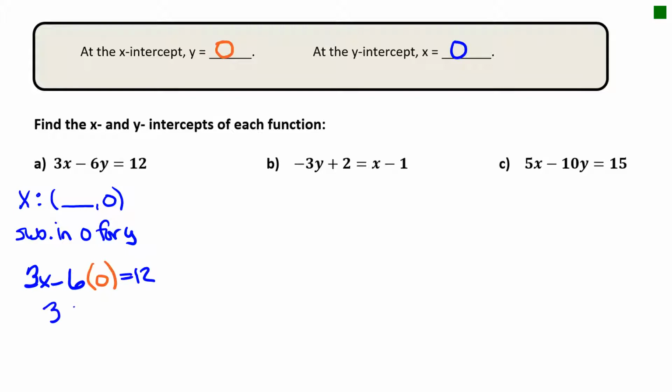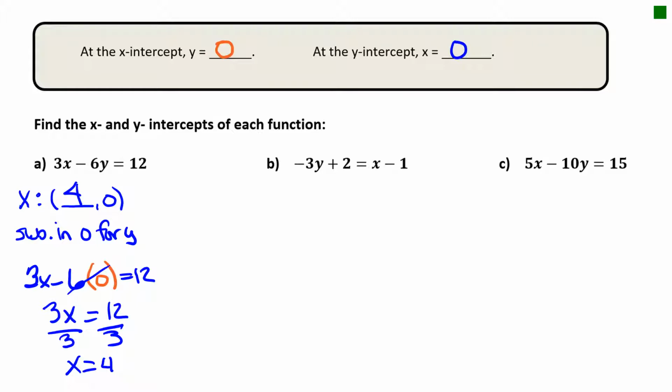What's 6 times 0? 0. It's gone. Equals 12. Divide by 3. X is equal to 4. So that means your x-intercept is 4, 0. I got to get rid of that.